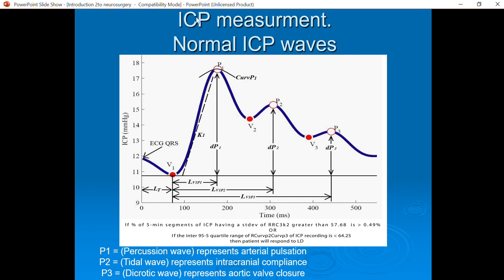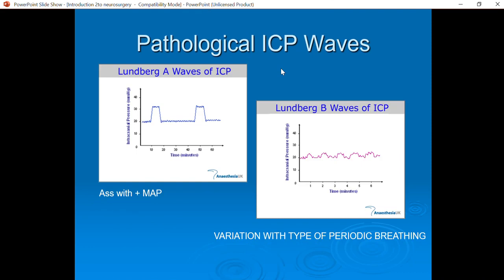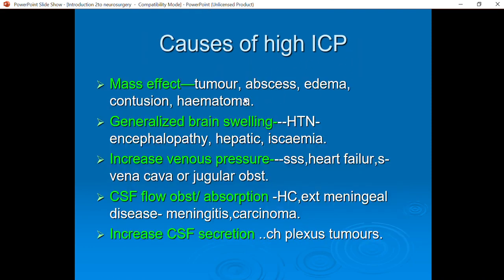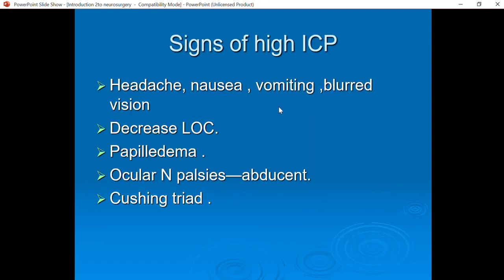This is to show you that, like ECG, there are ICP waves, normal ICP waves and pathological ICP waves, but this is not important for you. The causes of high ICP are many. I will leave it for you to read. Signs of high ICP.